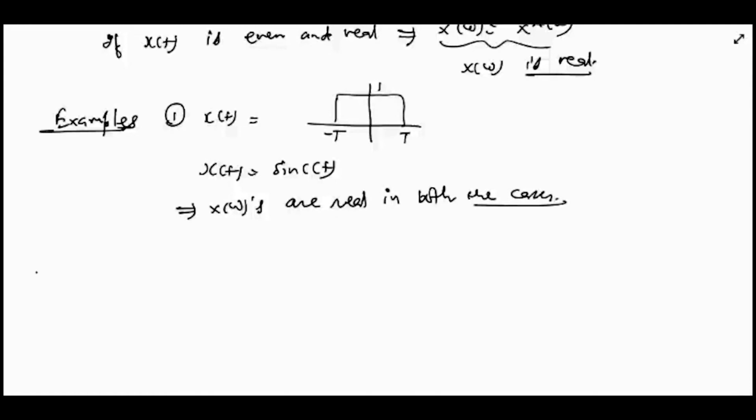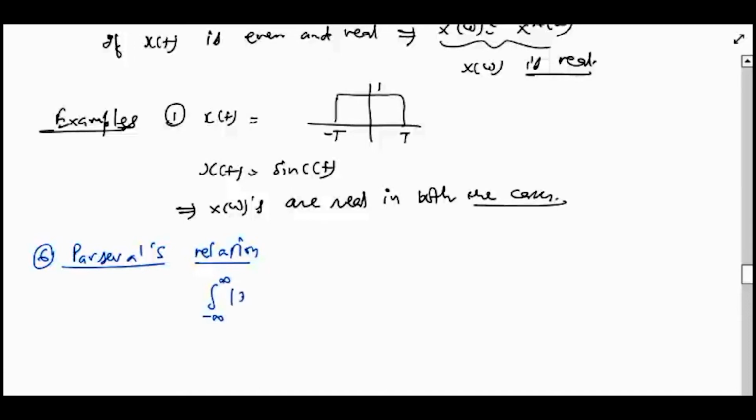Let's now move to the next property, which is called Parseval's relation. This relation is as follows: the integral from minus infinity to infinity of mod of x(t) squared dt can be expressed in terms of the integral of the absolute value of X(omega) squared. So this relation is called Parseval's relation. Let's see an example that illustrates this.